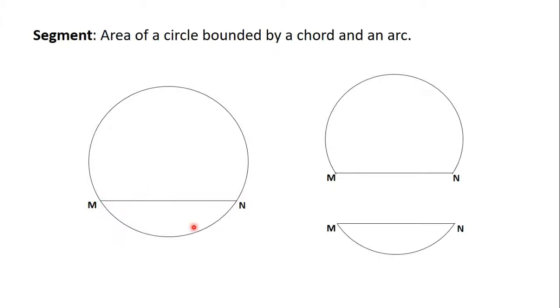So if you draw a chord, you can see that it divides the circle into 2 segments. You have this bigger segment, that is the area of a circle bounded by an arc and a chord, and we have this minor or smaller segment. Because this segment is smaller, it's called the minor segment, and because this segment is bigger, it's called the major segment. These are very important things that you need to understand, because you are going to learn how to find the area and perimeter of a segment. So you need to understand what a segment is.